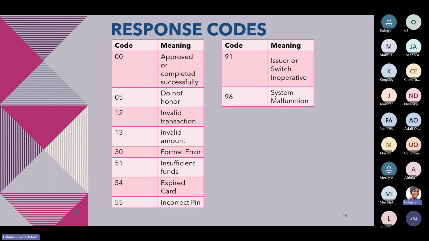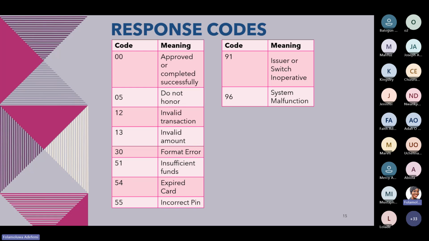So 00 means approved or completed successfully. You can take your bags and all the plantain you bought and exit the store. That's the happy scenario. 05, do not honor. That's the response from the issuer bank saying do not honor this transaction. So that is a failure, right? And usually happens because there's probably an issue with the customer's account or something around just that transaction is not going to be honored by the issuing bank. So the merchant is not expected to part with goods.